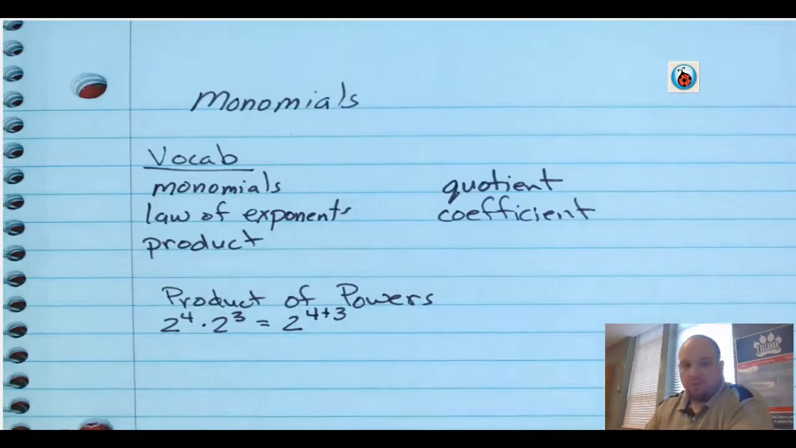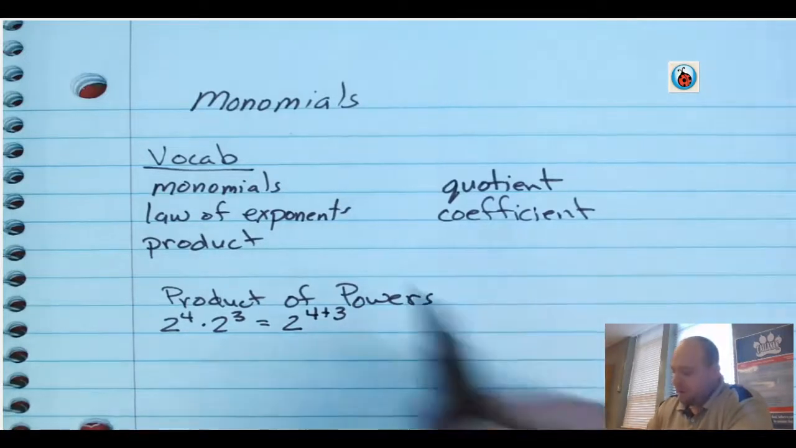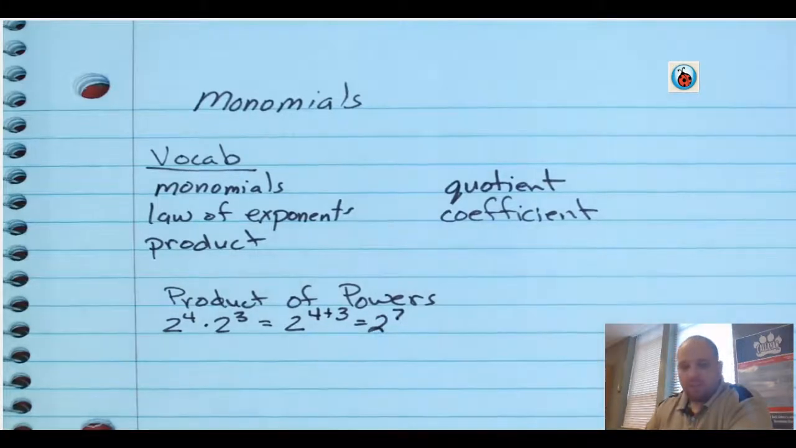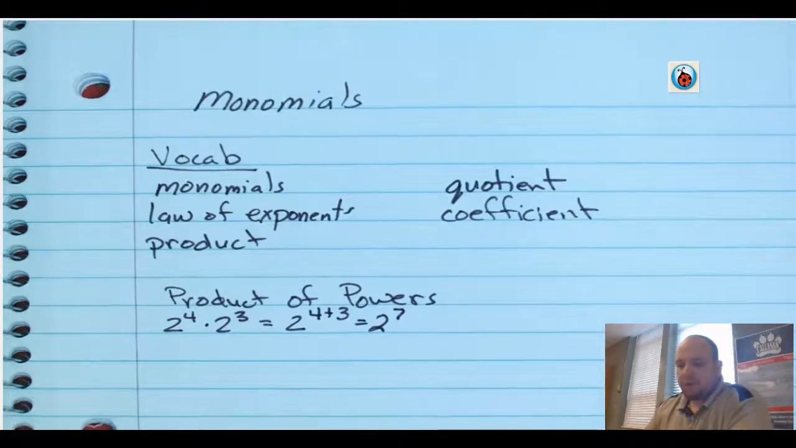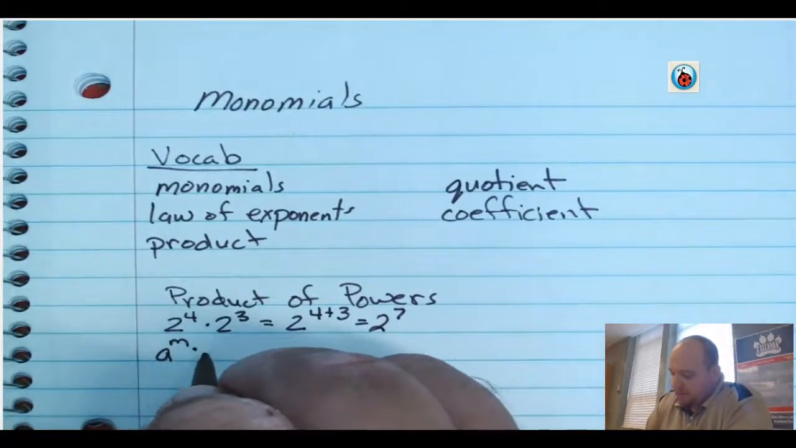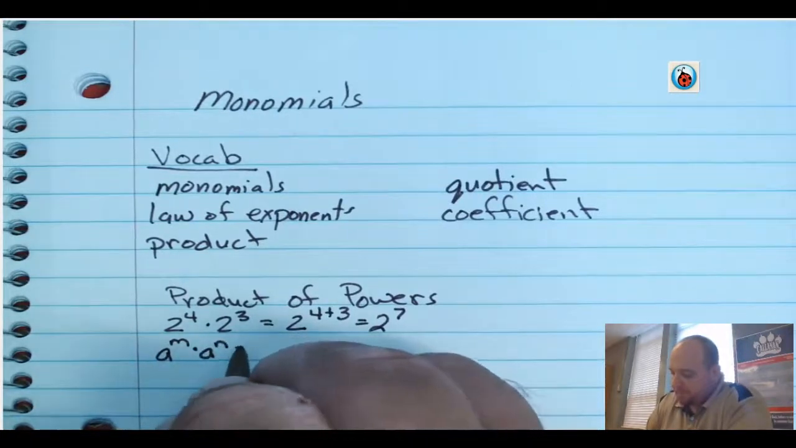So I'm going to do 2 to the 4th plus 3. When I add 4 plus 3, I get an answer of 7. So my simplified version will be 2 to the 7th power. All right. Let me show you with an algebra 1 example. An algebra 1 example would be like a to the m times a to the n.